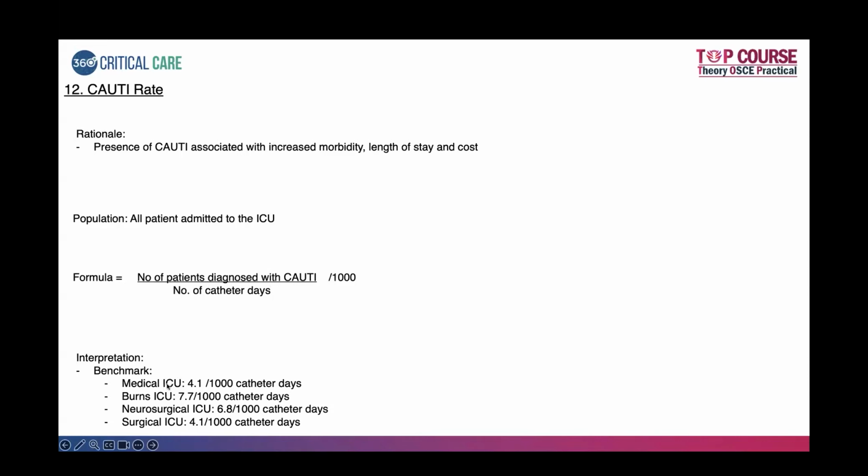So here the benchmark for medical ICU is 4.1, burns ICU is 7.7, neurosurgical ICU is 6.8, and surgical ICU is 4.1. So for medical and surgical ICU, CAR-T rates are almost similar, whereas for burns it is higher, and neurosurgical ICU it is lesser compared to the burns ICU.